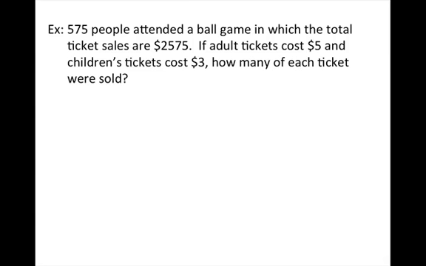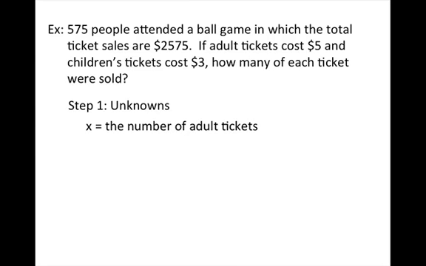So first, step 1 is we're going to state what our variables represent. So look at the last sentence. We were asked how many of each ticket were sold. Well, I have two types of tickets. I have adult tickets and children's tickets. So I'm going to let each of these be a different variable. So for step 1, we're going to list our unknowns. We're going to let X be the number of adult tickets and let Y be the number of children's tickets.